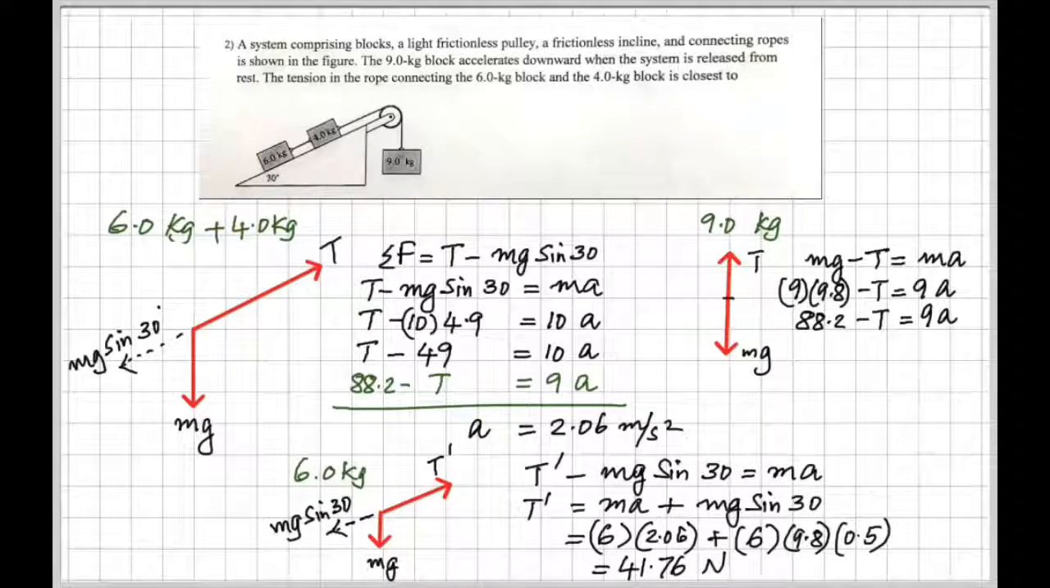So that's how you work out this very important problem. This problem is important because it clearly shows how we need to be smart in setting up free body diagrams and then solving them to find the different unknown forces.